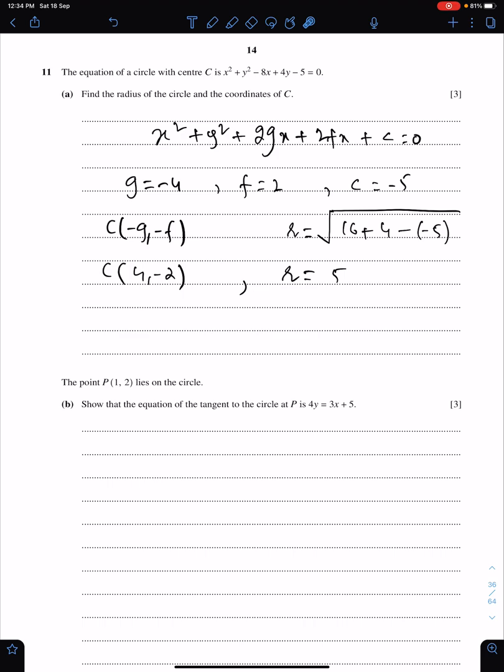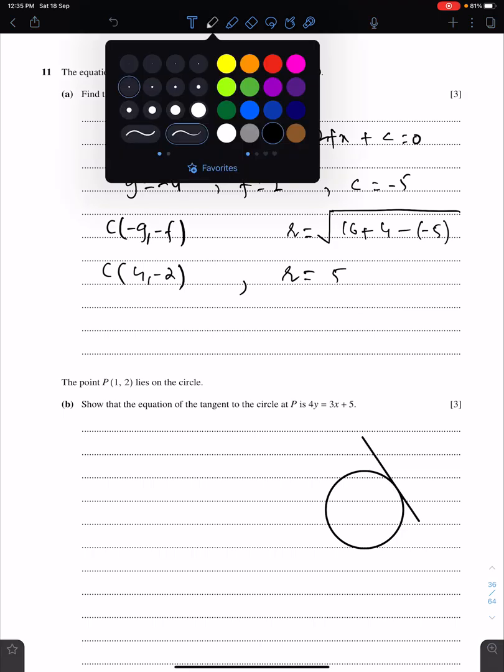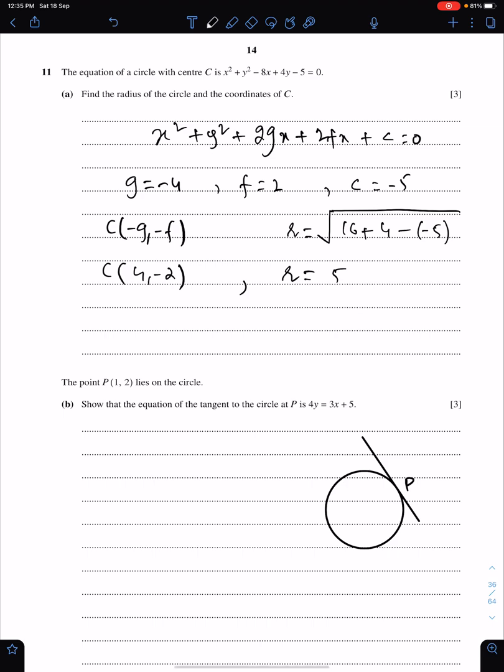Next part. The point 1, 2 lies on the circle. Show that the equation of tangent at P is this. This is so simple. This is a rough sketch for your conceptual clarity. Let's suppose this is P and we need to prove the equation of tangent. We have the coordinates of center, which are 4, -2.